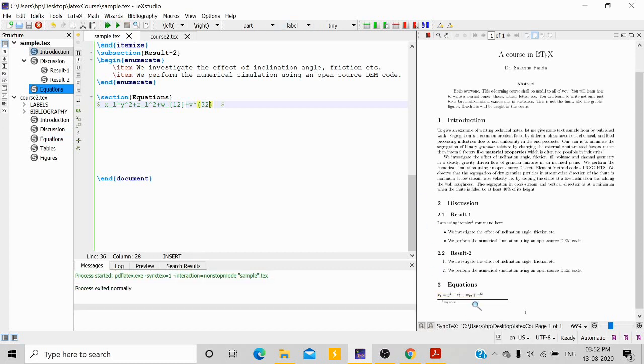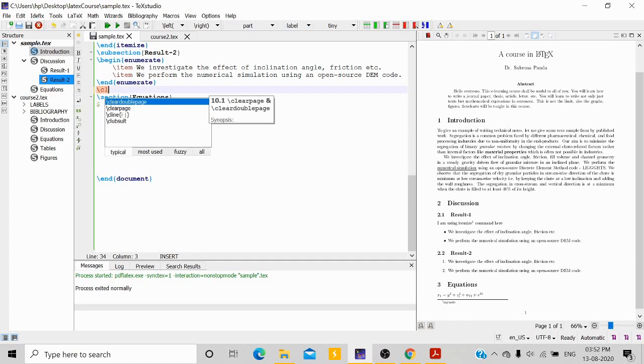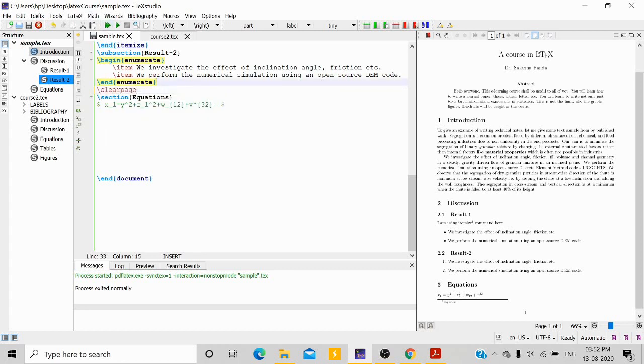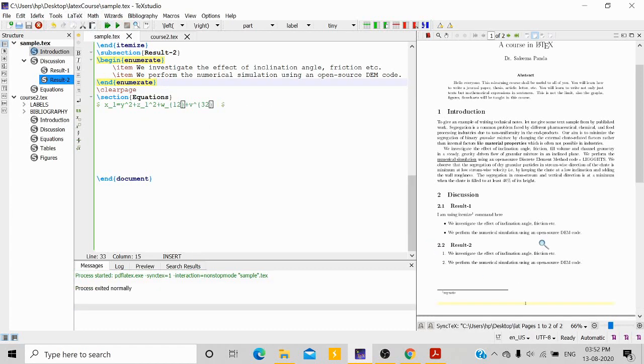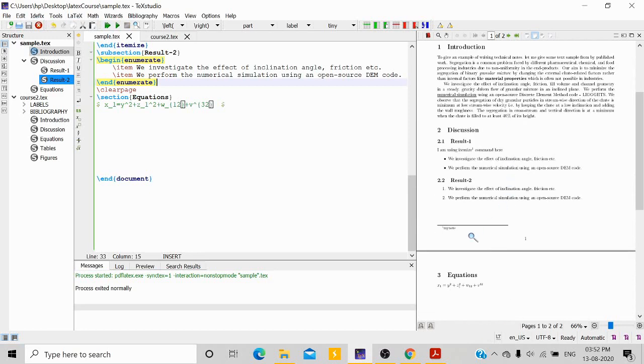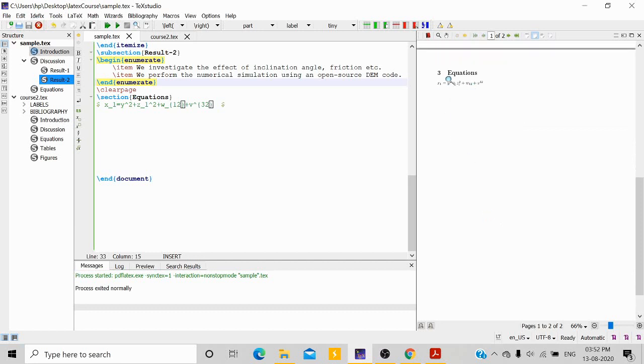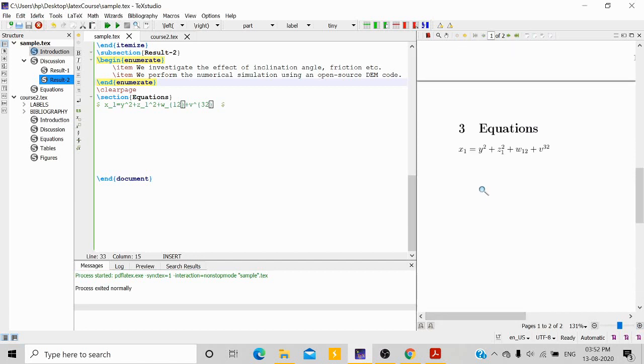See, here the equation has come: x1 is equal to y square. If you want, let me use clear page, so that we'll use a new page. Clear page means whatever was there till here, after that it will clear the page and come to the next new page. So you can see this was the first page, here the equation came, but I did clear page, so it is coming on the second page. Let me zoom in to show you the equation.